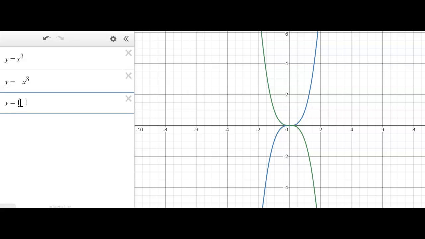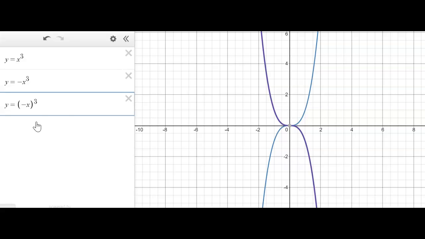Now, if I was to do a reflection in the y-axis, your negative goes inside with the x, and then it's to the power of 3. But it's actually the same graph. So the green and the purple graph are the same, because when you reflect in the x and reflect in the y, you're going to get the same thing, because when you take a negative number to an odd power, it stays negative. Whereas if you're taking it to an even power, so if you've got a parabola or a quartic, it does make a difference, because when you're squaring a negative number, it becomes a positive.